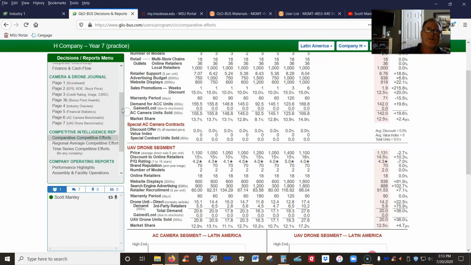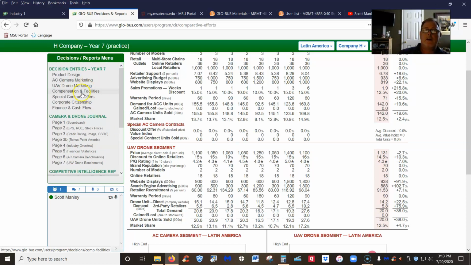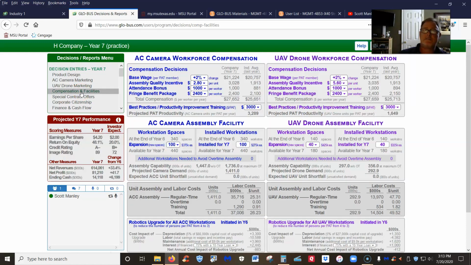Okay, so you see I've got great market share everywhere. Okay, what else did I do? On my compensation and facilities, I expanded the factory. Last year I put in 60 additional workstations. I put in 40 additional workstation spaces, which gave me 340 and 340 last year. This year, because I'm increasing marketing expenditures again, I'm doing an expansion. I'm putting in 100 spaces and 100 workstations. In my drone facility, I'm putting in 40 spaces and 40 stations, okay?